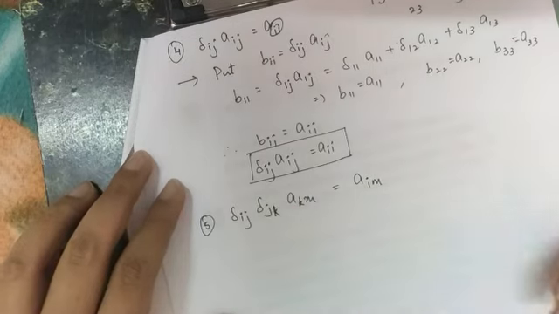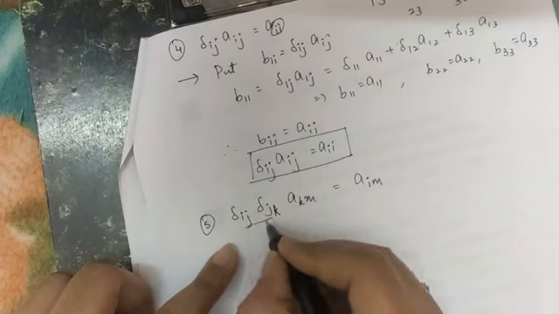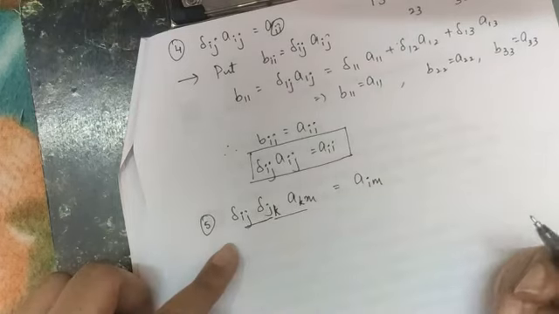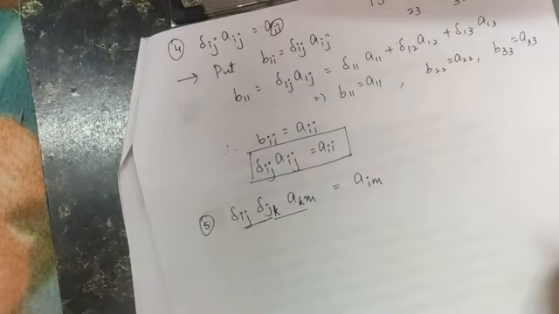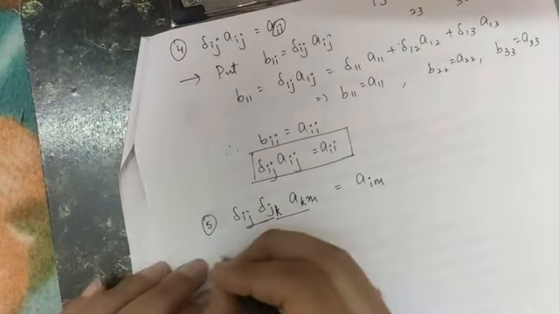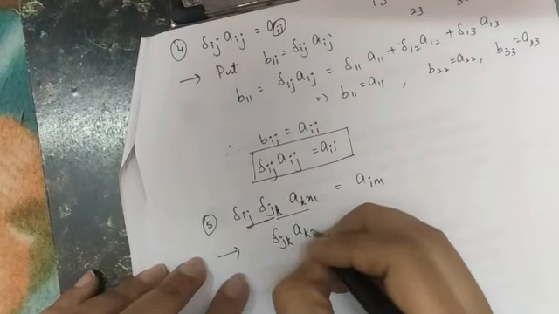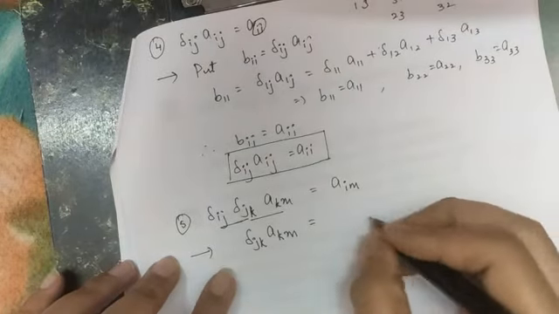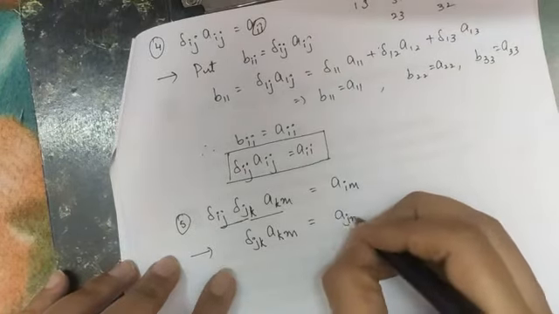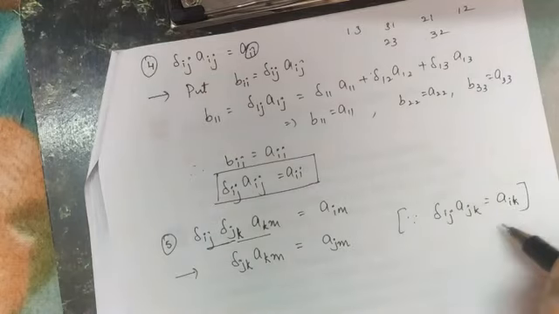So I have four suffixes here, i, j, k and m, right? j and k are dummy suffixes, i and m are free suffixes here. First what I will do is delta jk akm, which is nothing but ajm. This is from one of your properties, that is your property number 2.